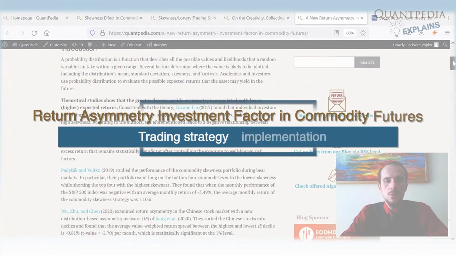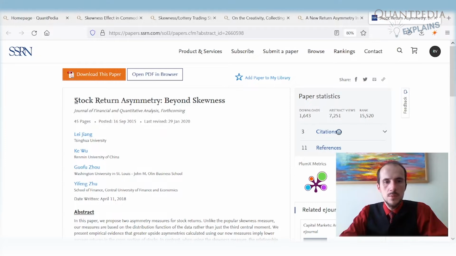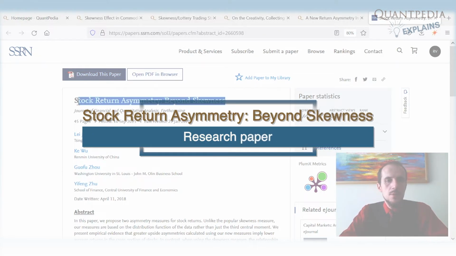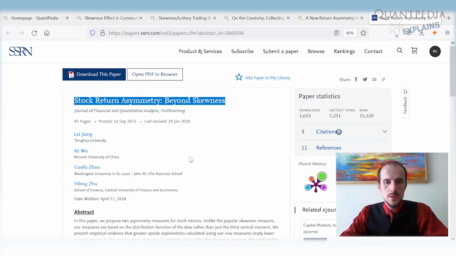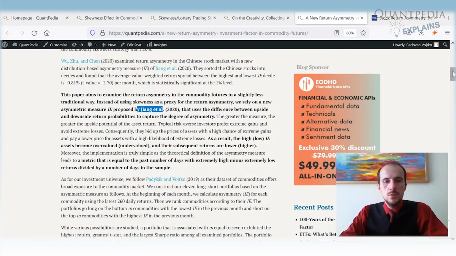The idea for this commodity trading strategy is built on a paper written by Zhang et al. in 2020. The paper is named Stock Return Asymmetry Beyond the Skewness, and it discusses the performance of Chinese equities. In this paper, they suggested using a new measure of skewness, or a new measure of asymmetry, different from the classical skewness. We like this paper a lot, and we tried to apply this idea and move it from Chinese equities to commodities. What we did, what we tried, and what are the results.